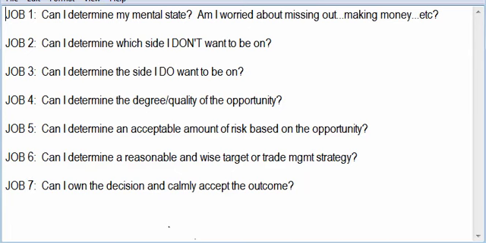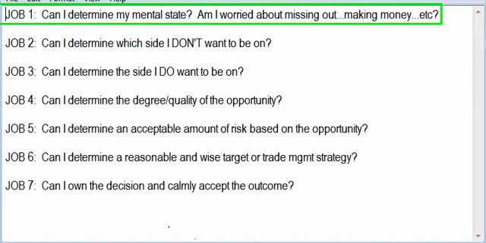This is something I put on my screen every day when I'm trading. It's what I call the 7 jobs. And number one, first and foremost, is I need to be aware of my mental state. If I'm in a good mental state, I typically make money. When I'm feeling frantic, panicked, worried about money, focused on if I missed out on a trade, versus just focusing on making good decisions, when I'm in a bad state, I typically lose money. When I'm in a good state, I typically make money. So that's job number one for me.